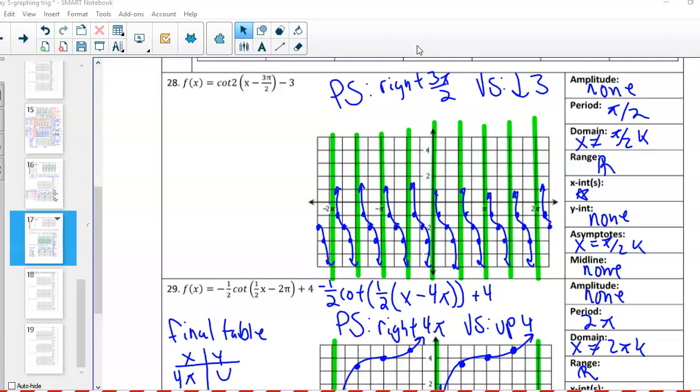Alright, your asymptotes have been condensed. So it was at 0 and pi and 2 pi, but now it's at every pi over 2. Even though it was shifted right 3 pi over 2, it still ends up being at 0, pi over 2, pi.